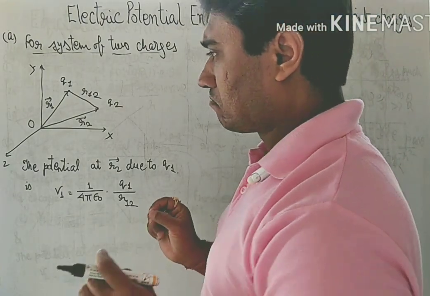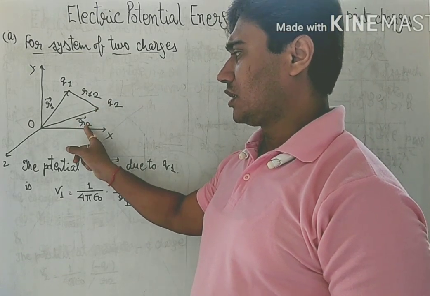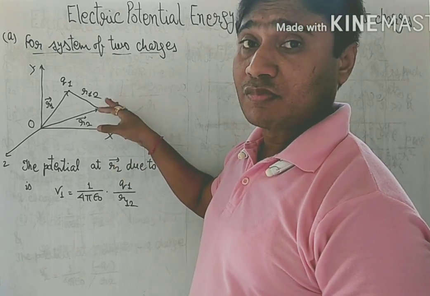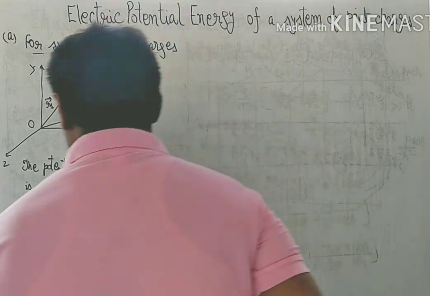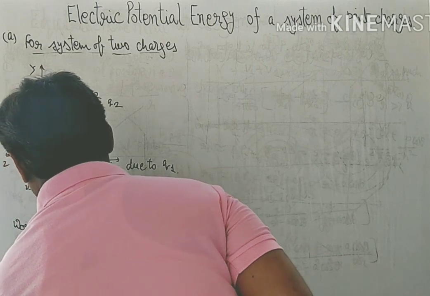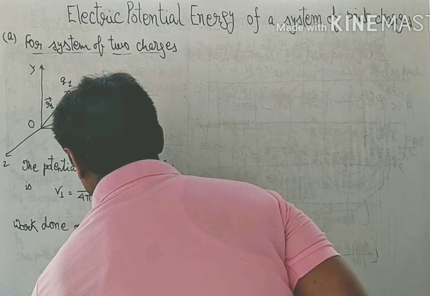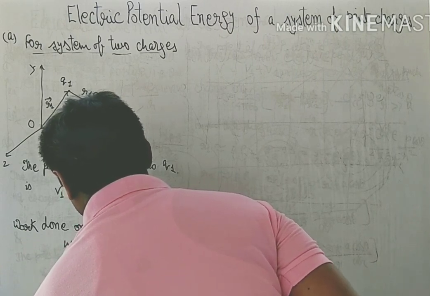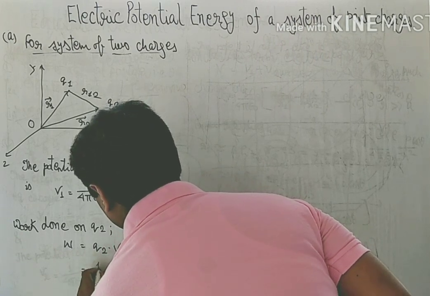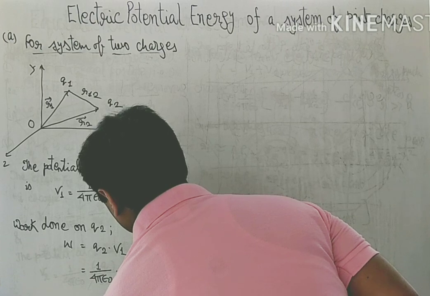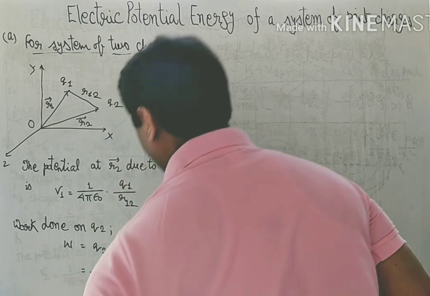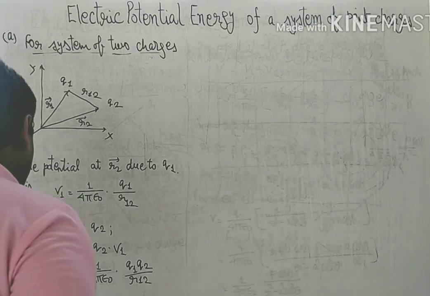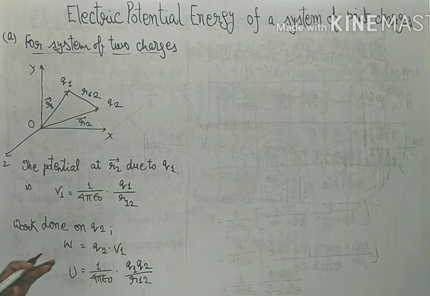Now when the q2 charge is brought from infinity to r2, the work done will be equal to the test charge multiplied with the potential at that point. So the work done on q2 is equal to q2 times V1. Placing the value, we have 1 upon 4 pi epsilon naught, q1 q2 upon r12. This actually is our electrostatic potential energy, which we can write as U finally.